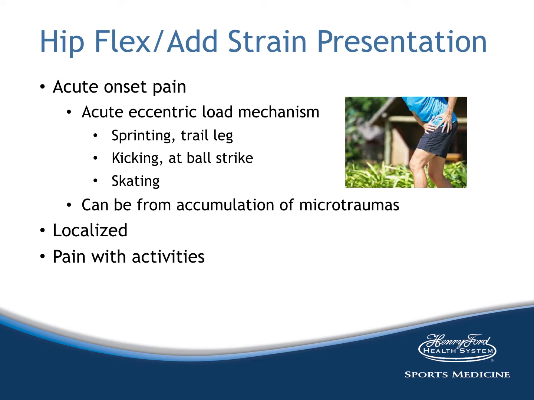The history is usually that of acute onset of pain during an acute eccentric load mechanism, such as the hip flexor straining during the sprinting activity in the trail leg, or the kicking activity with the timing of ball strike. Skating can also cause this trouble, especially in the adductor region. It can be from an accumulation of microtraumas as well, however, so a single acute event may not be recalled. Pain is often localized and is present with activities.